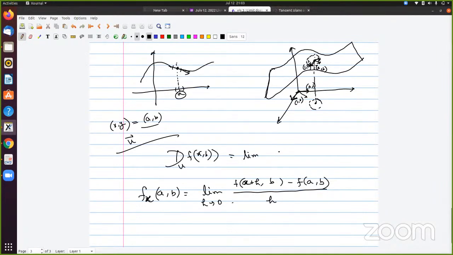Limit h tends to 0 of f of (a plus h u1, b plus h u2) minus f of (a, b), divided by h. Yes, someone was saying, go ahead. The function at a plus h u1, b plus h u2, minus f of a comma b, divided by h into u.